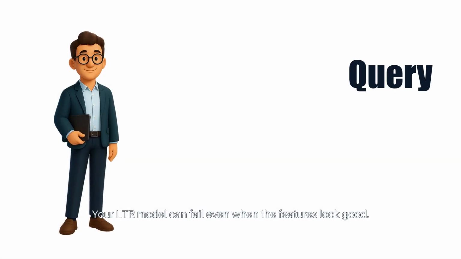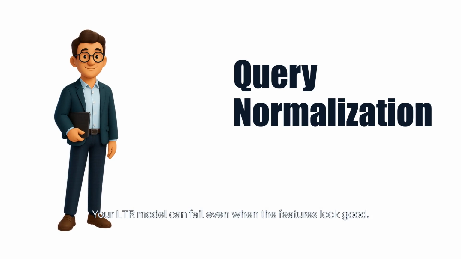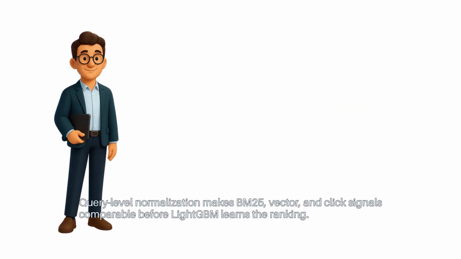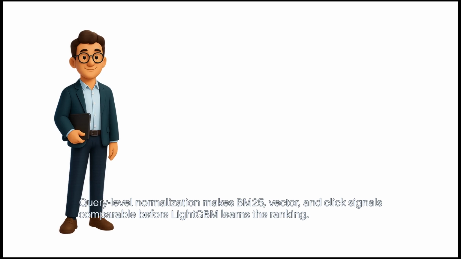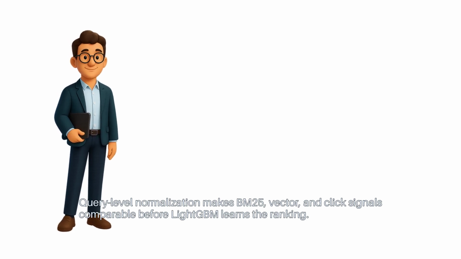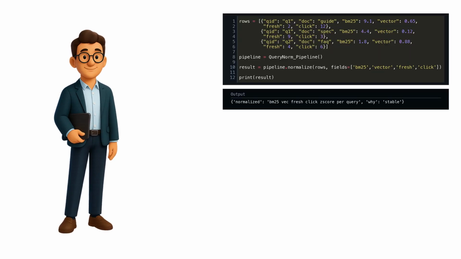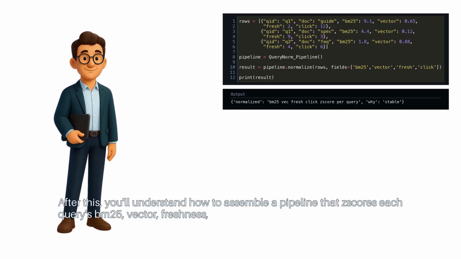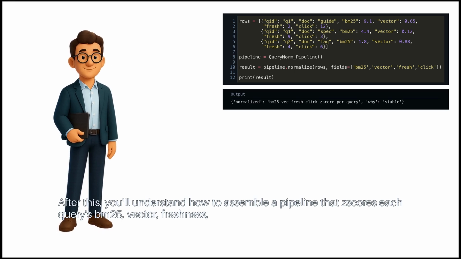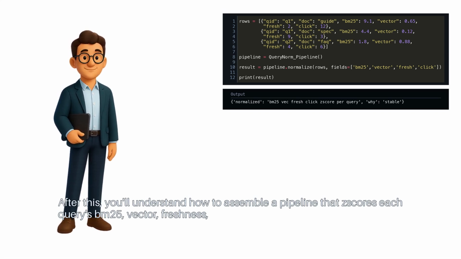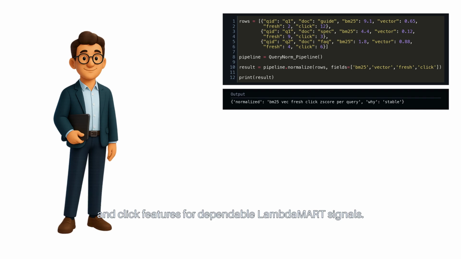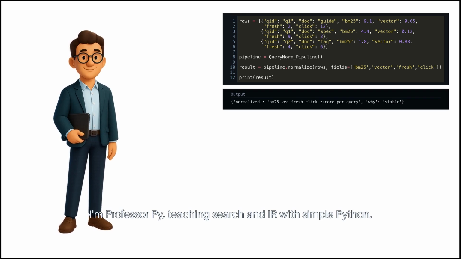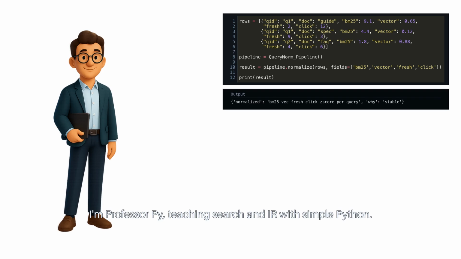Your LTR model can fail even when the features look good. Query-level normalization makes BM25, vector, and click signals comparable before LightGBM learns the ranking. After this, you'll understand how to assemble a pipeline that z-scores each query's BM25, vector, freshness, and click features for dependable LambdaMART signals. I'm Professor Pi, teaching search and IR with simple Python.